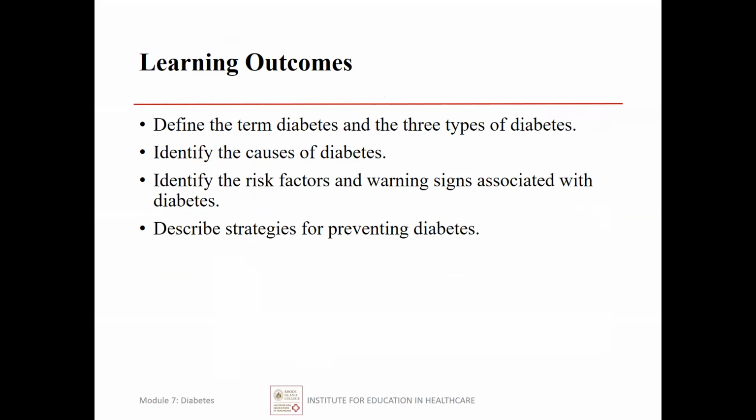Learning outcomes for this mini-module: be able to define the term diabetes and the 3 types of diabetes, identify the causes of diabetes and the long-term dangers, be able to identify the risk factors and warning signs associated with diabetes, and become familiar with strategies for preventing diabetes.